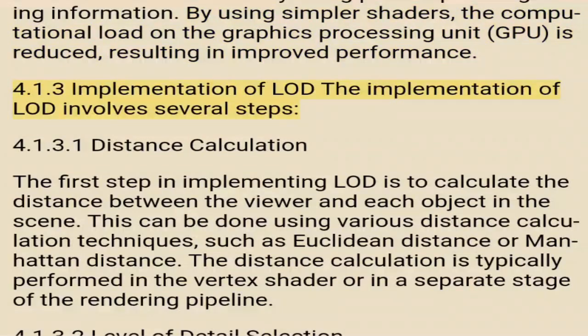4.1.3 Implementation of LOD. The implementation of LOD involves several steps. 4.1.3.1 Distance calculation. The first step in implementing LOD is to calculate the distance between the viewer and each object in the scene. This can be done using various distance calculation techniques, such as Euclidean distance or Manhattan distance. The distance calculation is typically performed in the vertex shader or in a separate stage of the rendering pipeline.